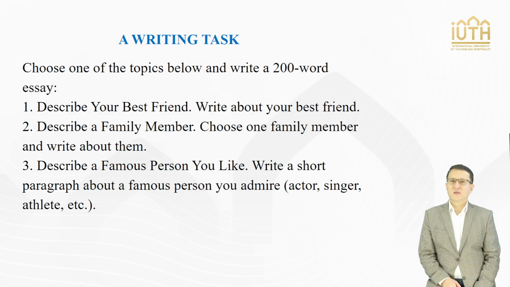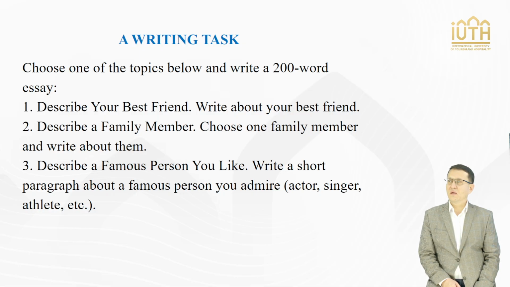Here are three writing tasks to practice describing people. Each task includes clear instructions, vocabulary support, and a small writing prompt. Choose one of the topics below and write a 200-word essay.